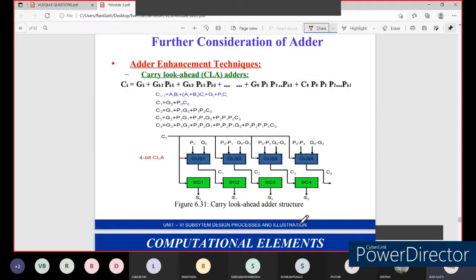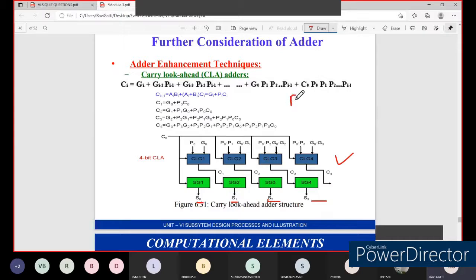In order to understand what exactly it is doing, we are considering a 4-bit carry look ahead, which we have given here. So you can see S0, S1, S2, and S3. The first one, S0, is P0 into G0. What do you mean by P0?